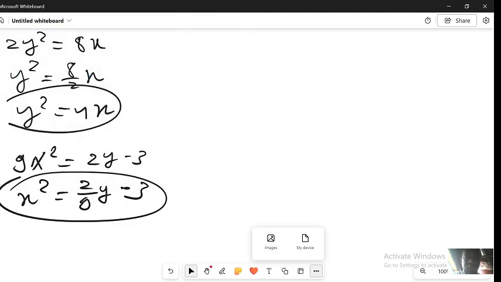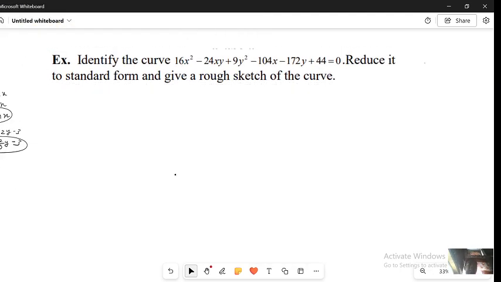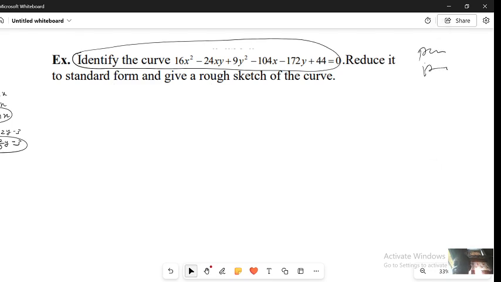Now, in this example, we identify the curve. We know that our curve can be either a pair of straight lines, a parabola, a hyperbola, or an ellipse. How to determine the nature? First, let's determine delta. Before all, let me determine the values of the constants: A equals 16, B equals 9, C equals 45.